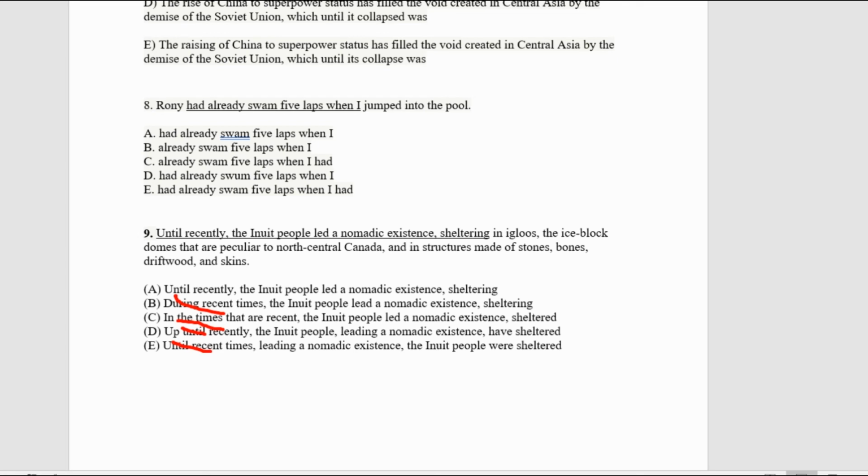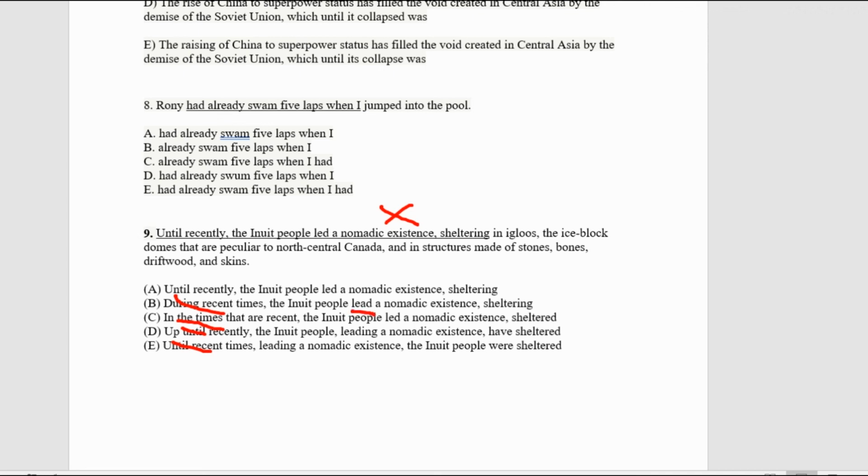Why should we put here, let's say, "leading a nomadic existence, the Inuit people"? No, we can say just "led a nomadic existence by sheltering." It is very important to understand which process should be in the main part. So for example, the Inuit people led a nomadic existence by doing what? By sheltering in igloos. Here we need to find the main process. They led a nomadic existence. It's weird if we say they sheltered in igloos by leading a nomadic existence. It's a bit weird. So let's shelter in igloos, let a nomadic.